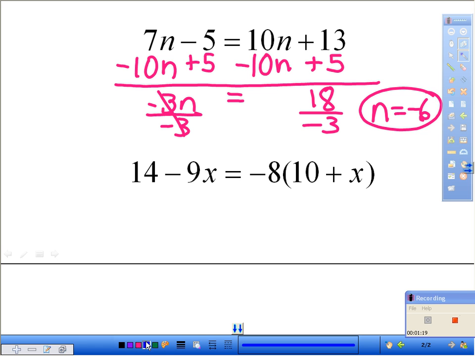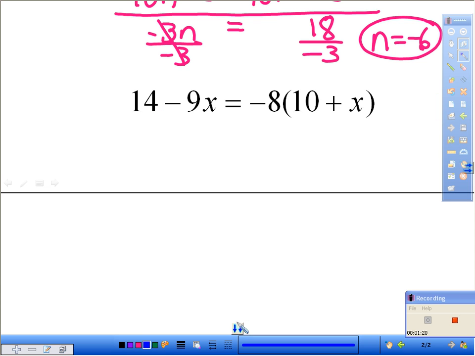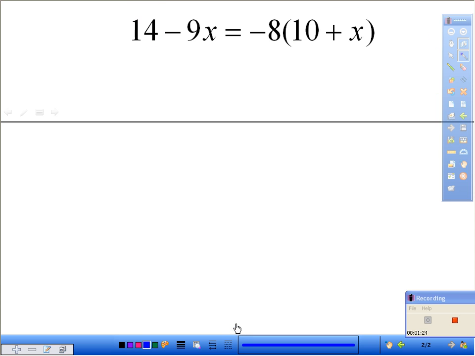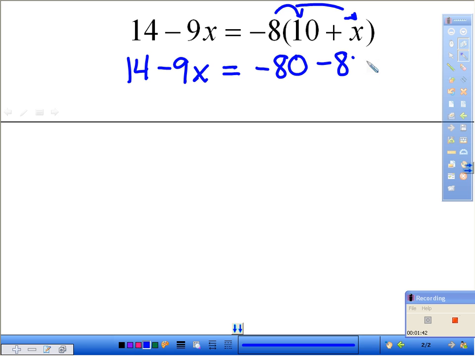In this next example, there's an extra step that we need to do. On the left side, I'm just going to bring down 14 minus 9x equals. But on the right side, I've got to distribute. I'm going to distribute the negative 8 to the 10 and to the x. And I end up with negative 80 minus 8x.